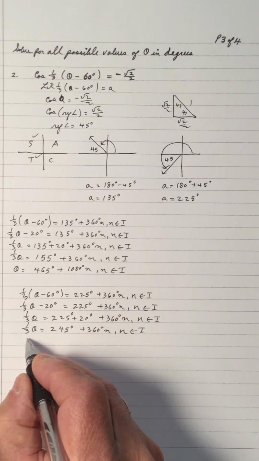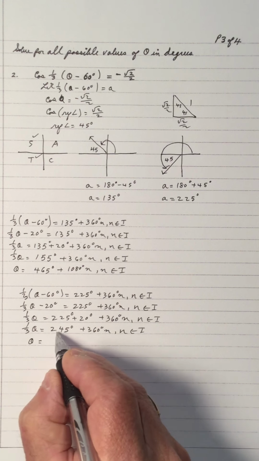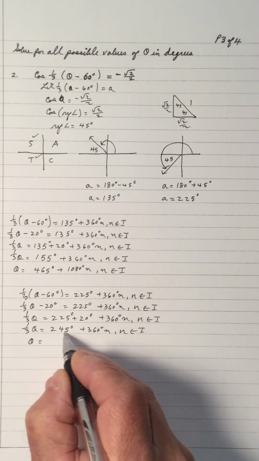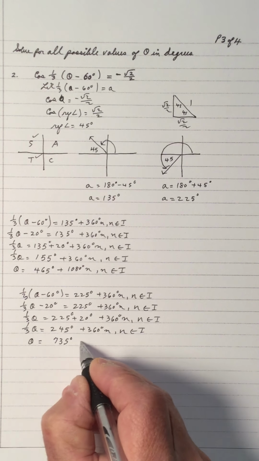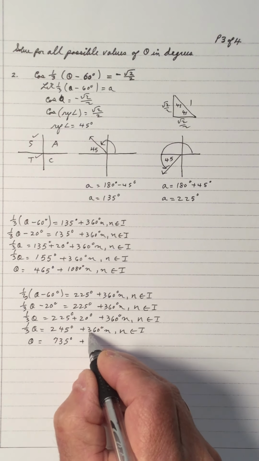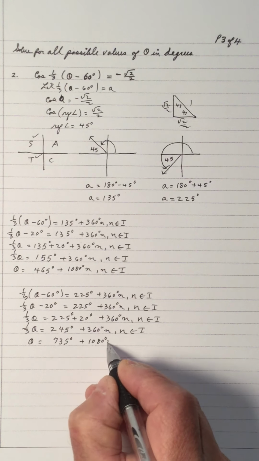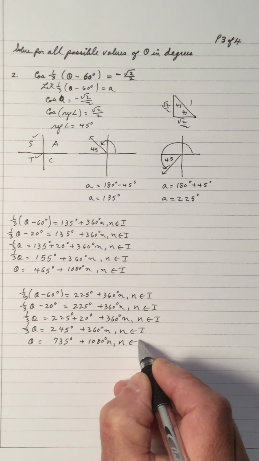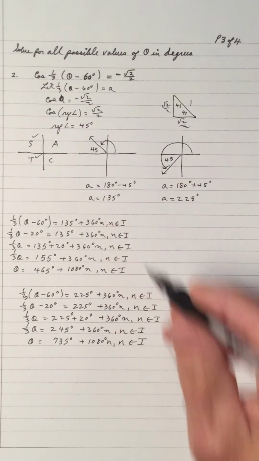And multiply by 3. 3 times 1/3 is 1. 3 times 245 is 735. 3 times 360 is 1,080. And again, these are all the angles that make this equation true.